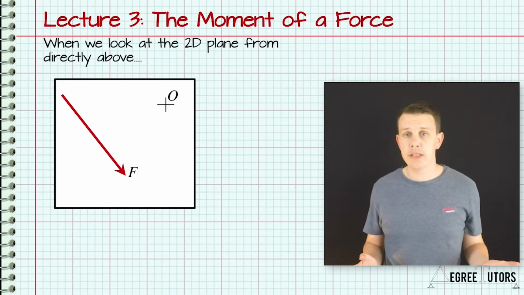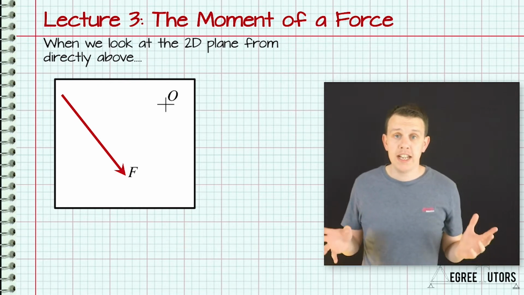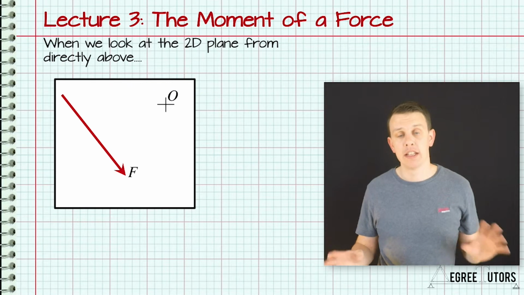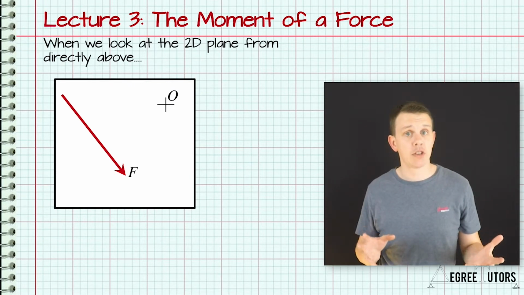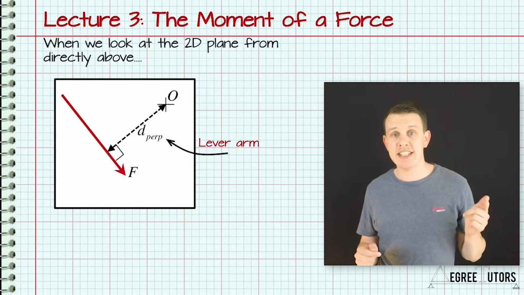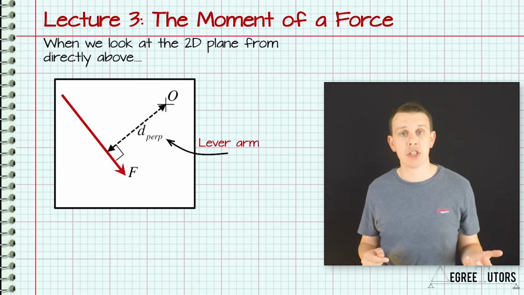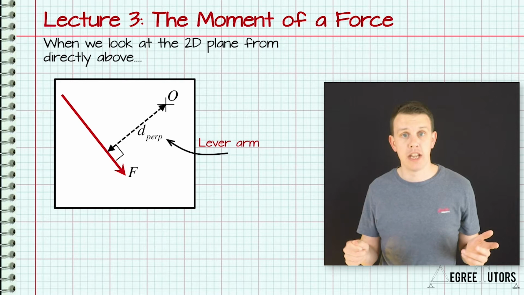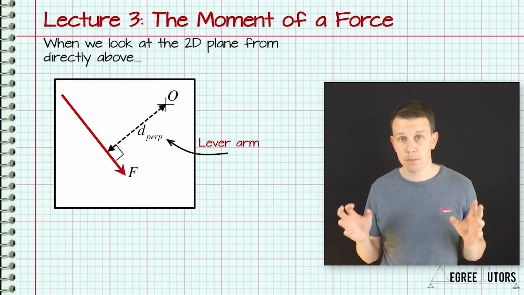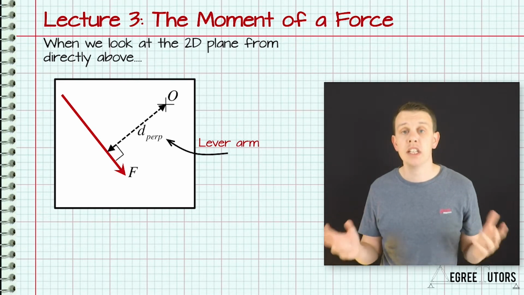If we look at our 2D plane from directly above, the axis of rotation will now be seen as a single point. Looking from this perspective allows us to identify a really key piece of information. This is the distance between the line of action of the force and the point of rotation, or more specifically, the perpendicular distance between the line of action of the force and the point of rotation. This perpendicular distance is called the lever arm.